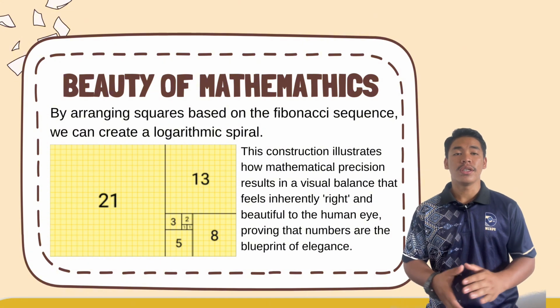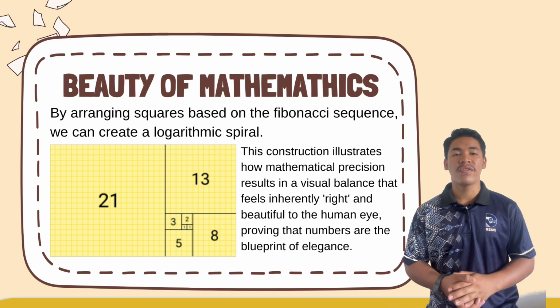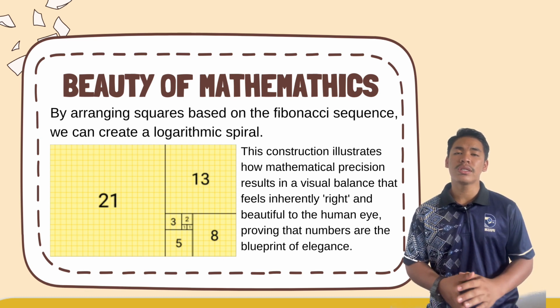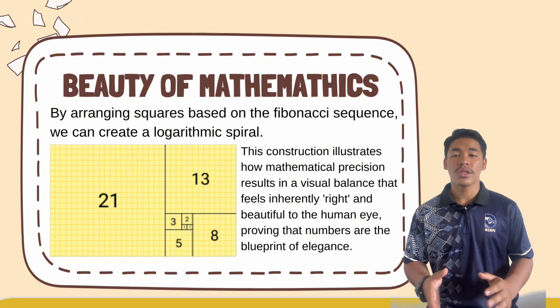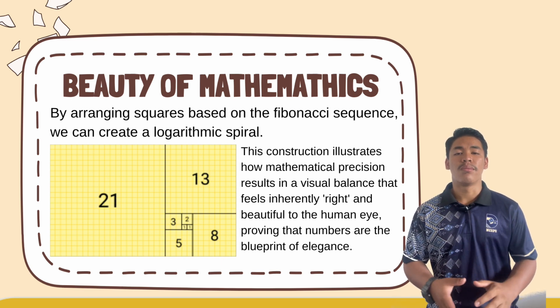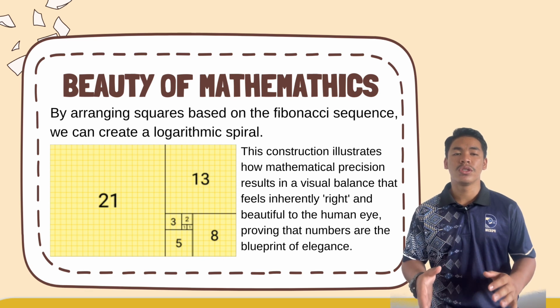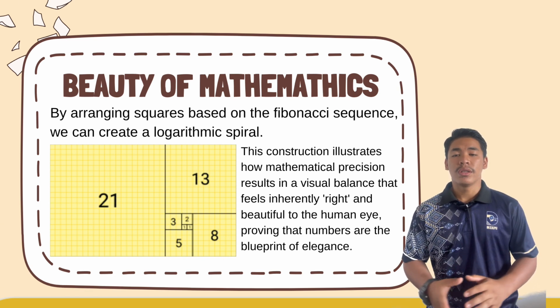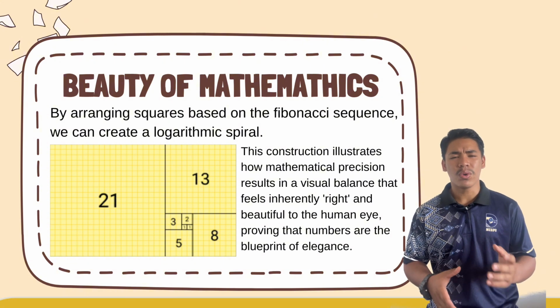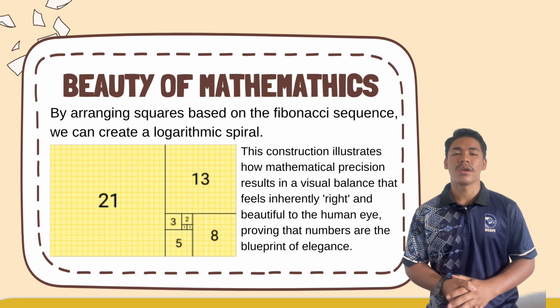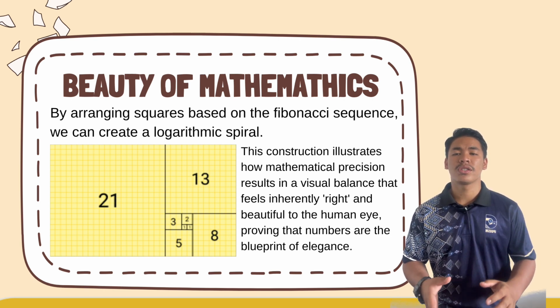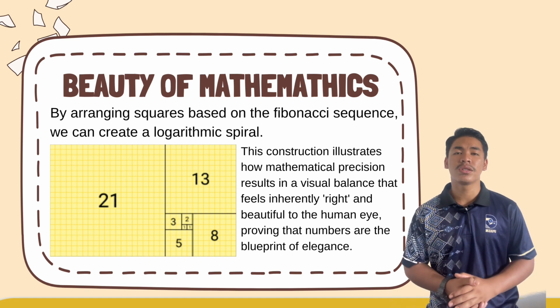Each square side is the sum of the two before it. This is not just a calculation, it is a harmonious expansion. When we trace the spiral through these points, we are witnessing a transition from linear geometry to organic curves. This transition is what makes it beautiful. It is the moment where rigid numbers lose their hardness and become fluid. This is why we call it the blueprint of elegance, because even without the lines, our eyes can feel the balance that these hidden squares provide.